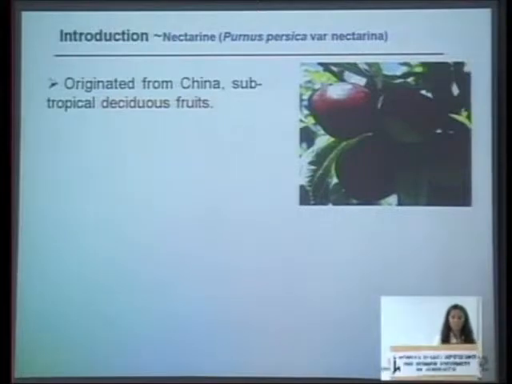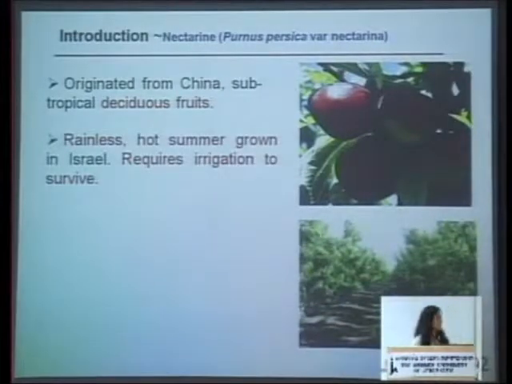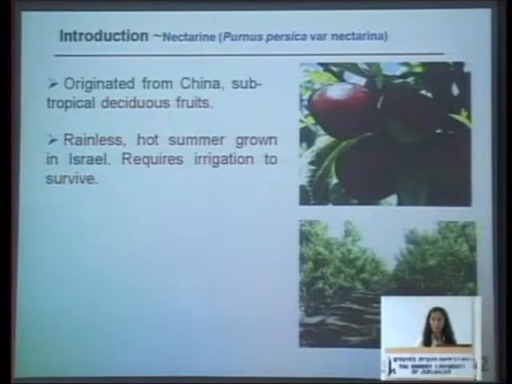The scientific name of nectarine is Prunus persica, variety nectarina. It originated from China and is a subtropical deciduous fruit. Although it originated from China, in Israel it is grown as a rainless, hot summer fruit tree. So it is grown in the hot summer, and it requires irrigation to survive.